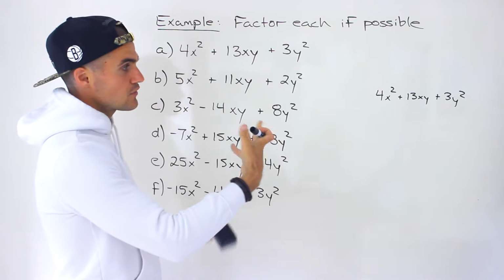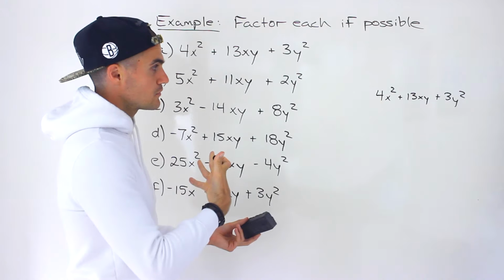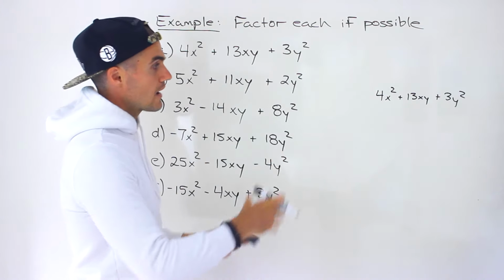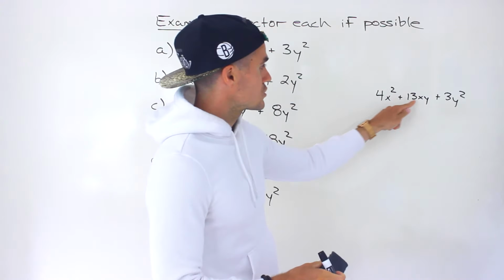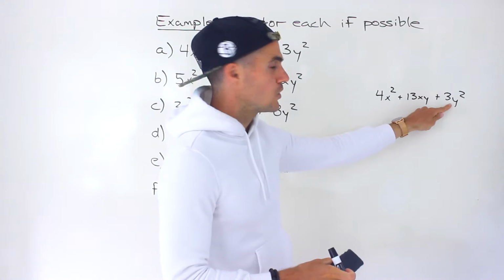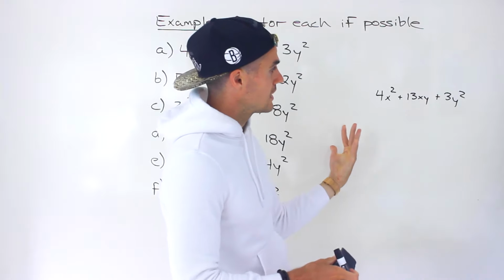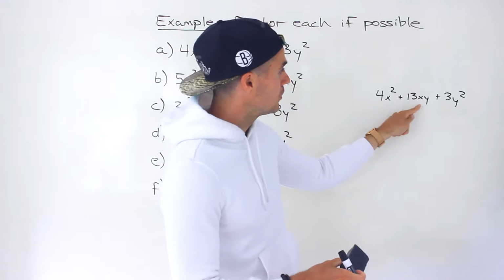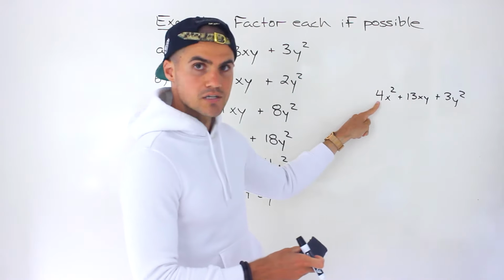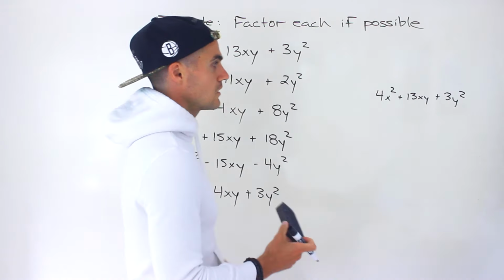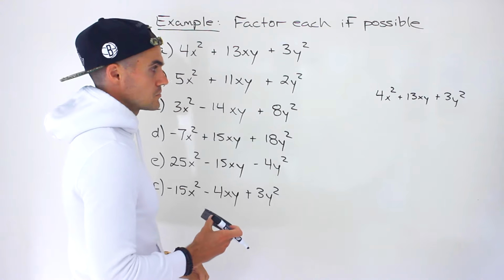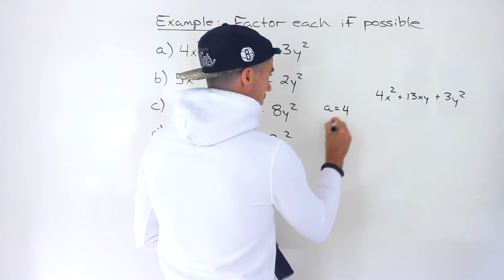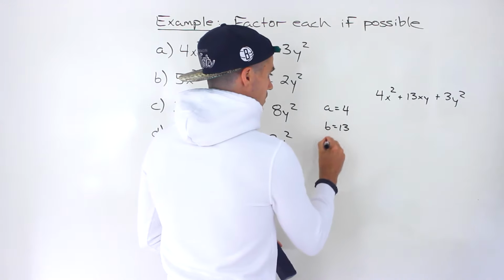First thing we always check for, can we take out a greatest common factor? Notice between 4, 13, and 3, can't do that. And then the variables, notice there's two x's here, but then there's no x in this expression. So we can't take out an x variable because it's not common in all the expressions. And then the y variable, it's in these two expressions, but it's not in that one. So we can't take out anything in terms of y. So let's see if we can factor this with decomposition.